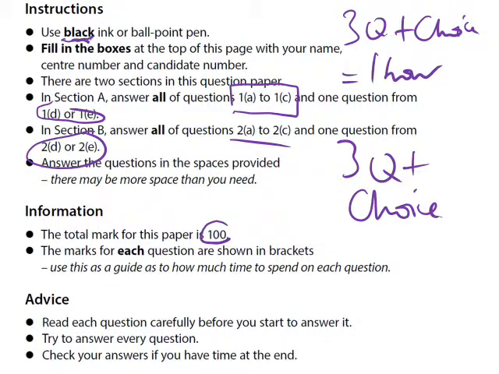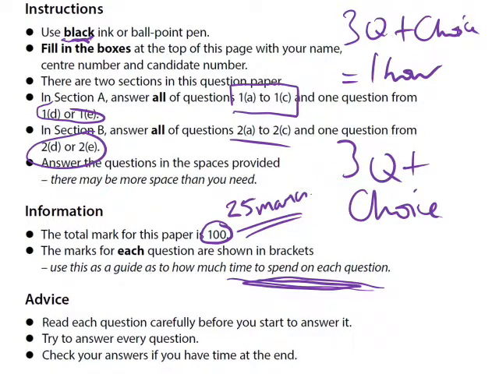Total is 100 marks, so you want to get through 25 marks every half an hour or every quarter of the exam. It says there the marks for each question are shown in the brackets. Use this as a guide for how much time, so they're telling you to use that for your timing. Read each question carefully before you start, so spend a little bit of time looking at the questions. Try to answer every question, so it's better to have done bits of all the questions rather than missing some, and check your answers if you have time at the end.